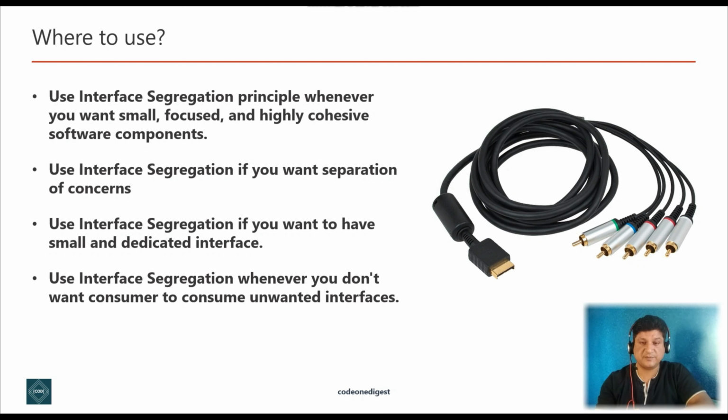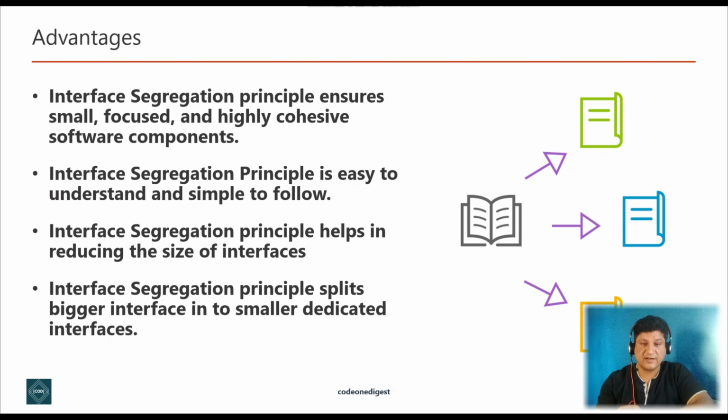Right, friends? So what are the benefits we get out of the interface segregation principle? It ensures that we have small, focused, and cohesive software components. It's also easy to understand and simple to follow. It helps in reducing the size of interfaces and hence reducing the complexity, hence reducing the maintenance cost. It splits the bigger interfaces into smaller, dedicated, maintainable interfaces, and it can be very useful and beneficial for microservice architecture, design, and development.